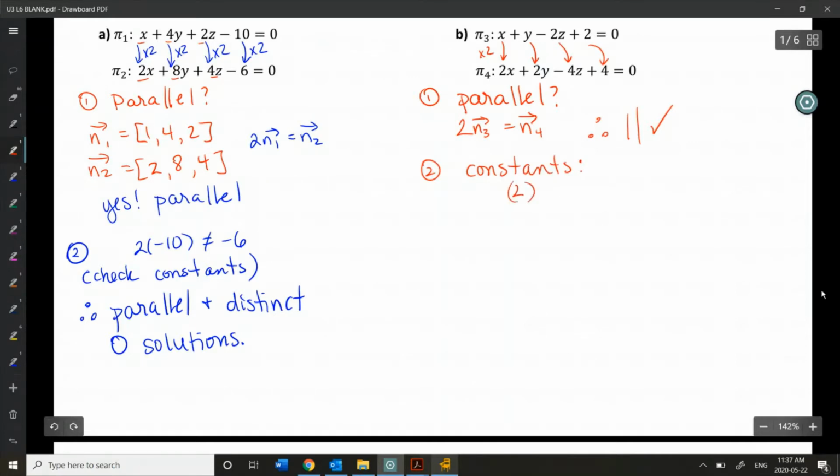2 times 2 is in fact equal to the constant from plane number 4 here. So everything's being multiplied by 2. That means these are parallel and coincident, meaning they have infinite solutions.